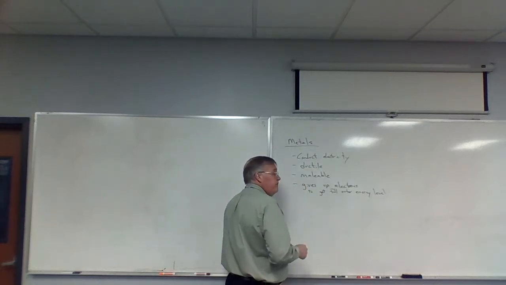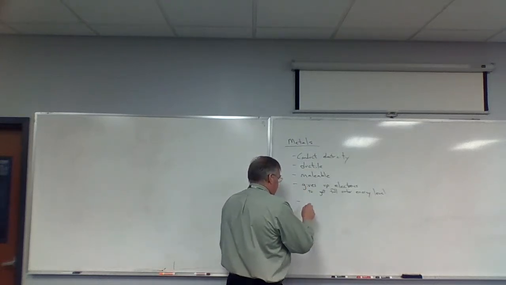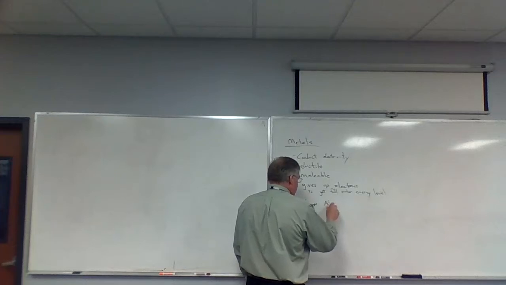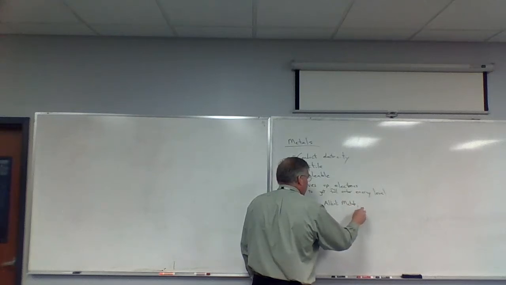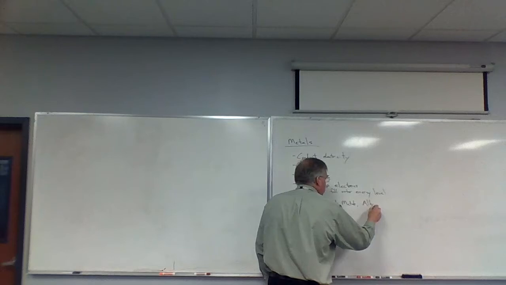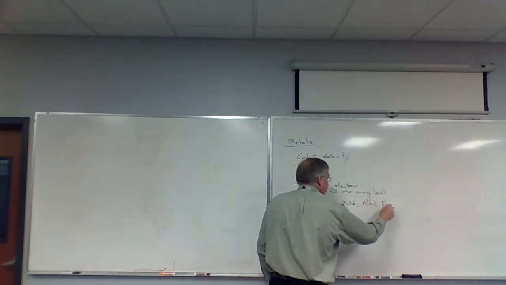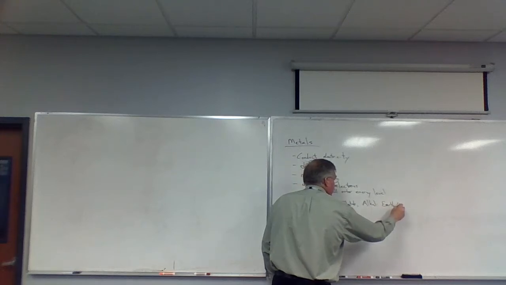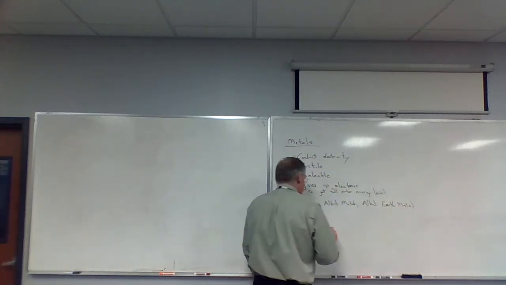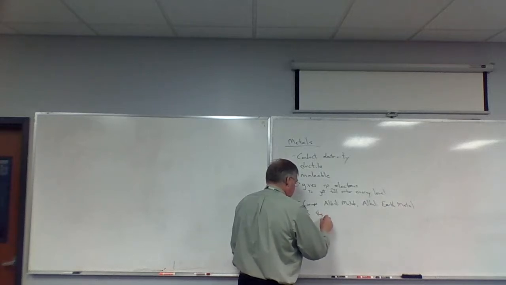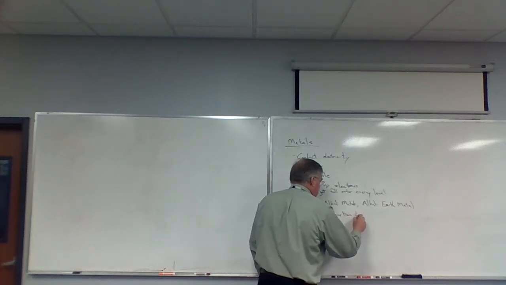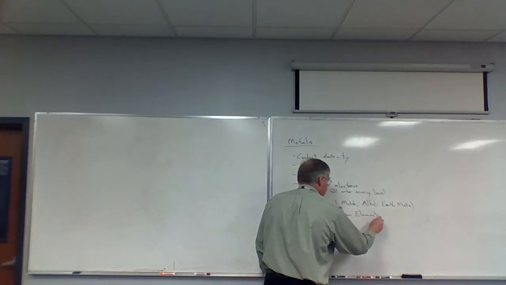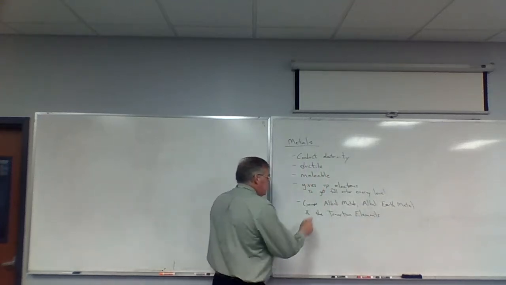Metals. There are the groups. Metal groups are the alkali metals, the alkaline earth metals, and the transition elements. Okay? So groups.